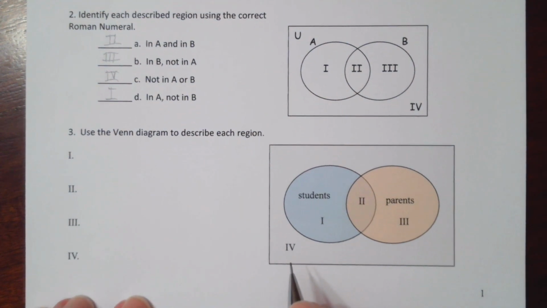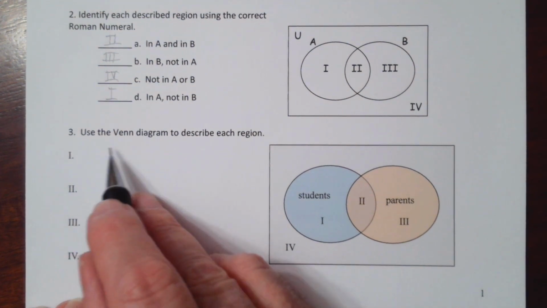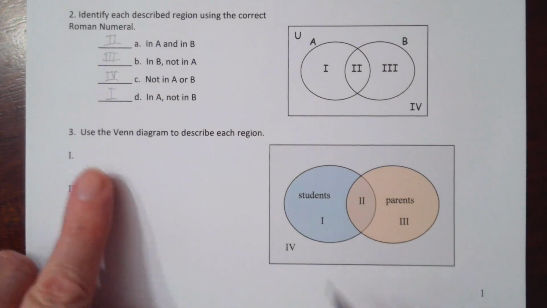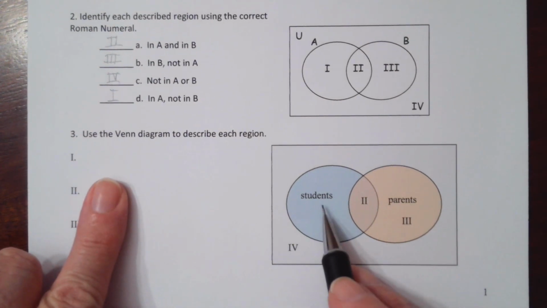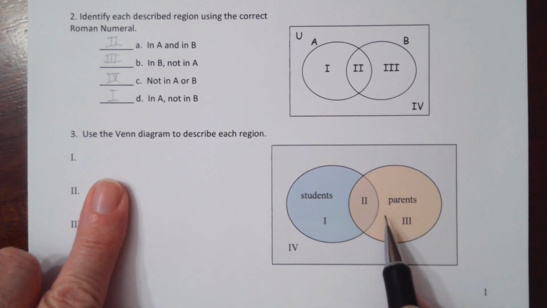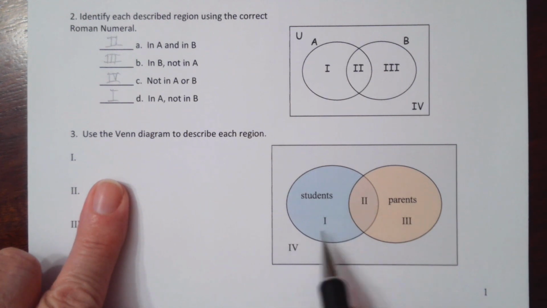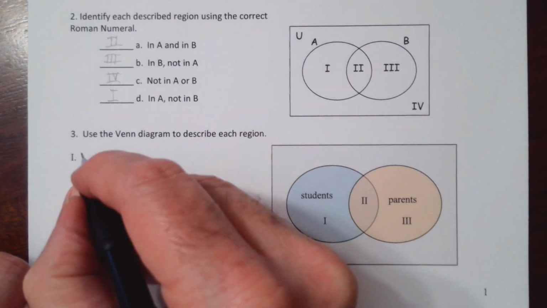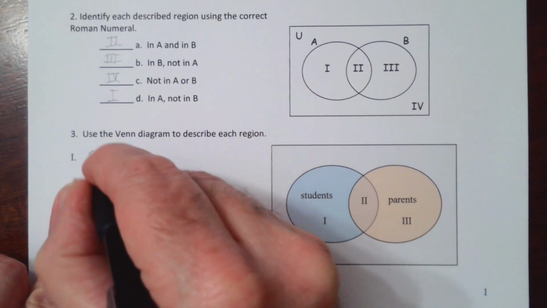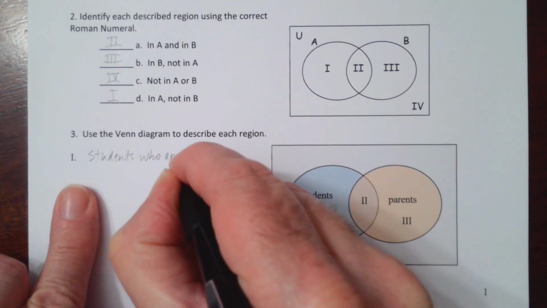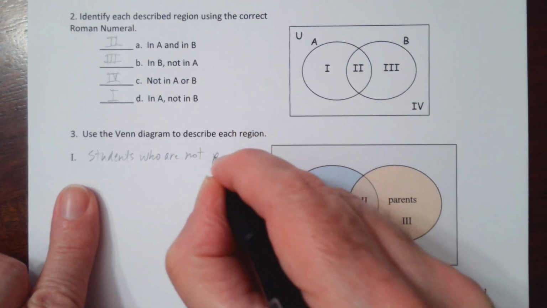All right, so now let's go on to number 3. It says use the Venn diagram to describe each region, and we need to be as specific as possible. So in region 1, we certainly have students, but notice there's something else going on here. This is the parents' circle. And in this region, you're not in the parent circle, so these are students who are not parents.